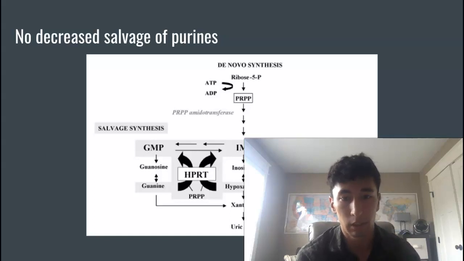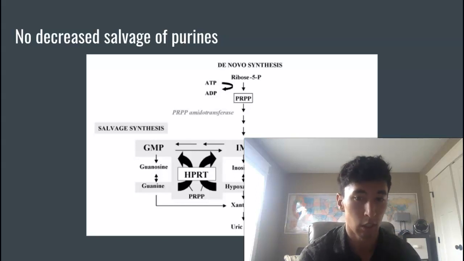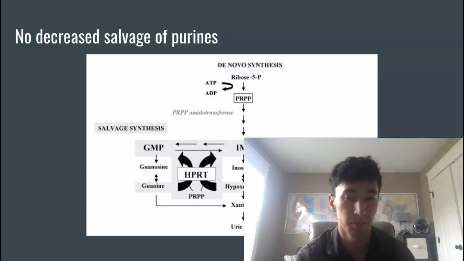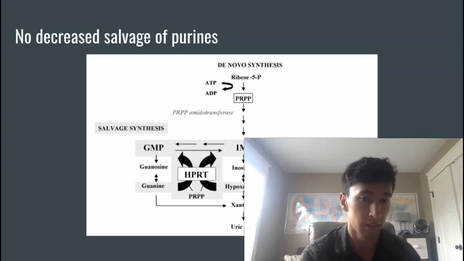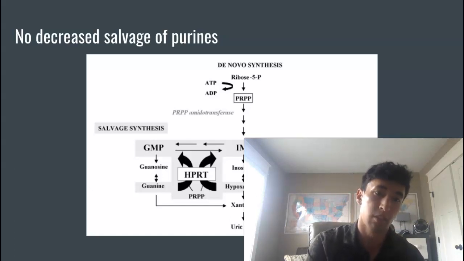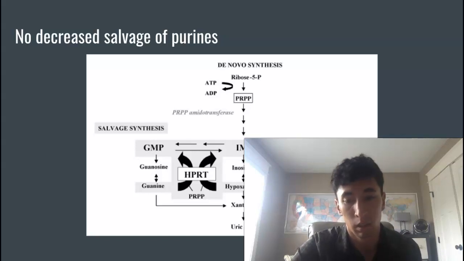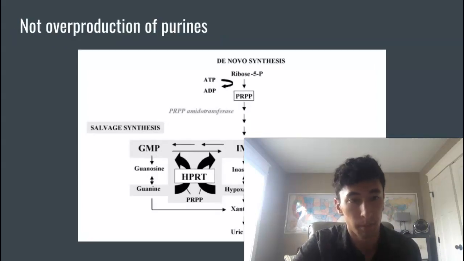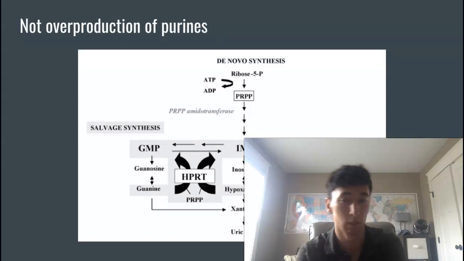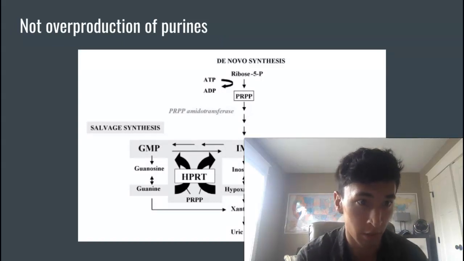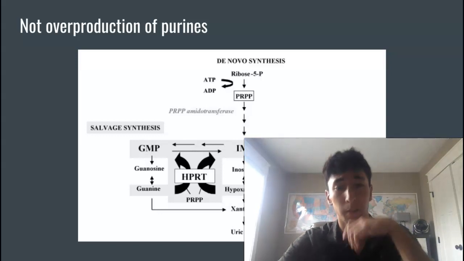Decreased salvage of purines would not lead to an increased uric acid accumulation in gout presentation as seen in this graph of uric acid as well. This value is also not seen in initial values given by the patient. This decrease in salvage of purines is not close to being correct, but the overproduction of purines could be a possible thing to look at.